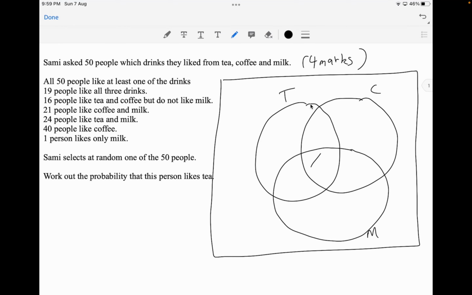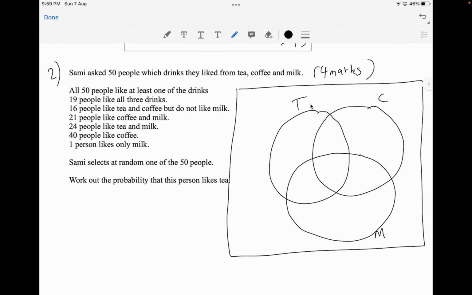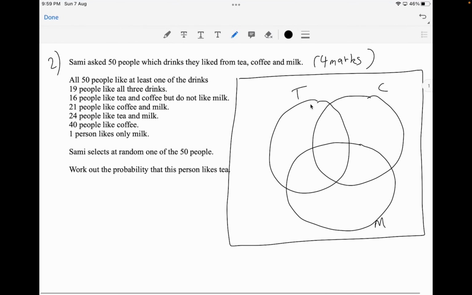Alright, so let's just read question 2. Question 2 states that Sammy asked 50 people which drinks they liked from tea, coffee, and milk. Now if you guys have analyzed the question, here we can see that there's tea, coffee, and milk. So there are 3 values here. So that's why I've labeled the capital T as tea, capital C as coffee, capital M as milk. So we're going to get 3 values, and we're just going to draw 3 circles overlapping each other.